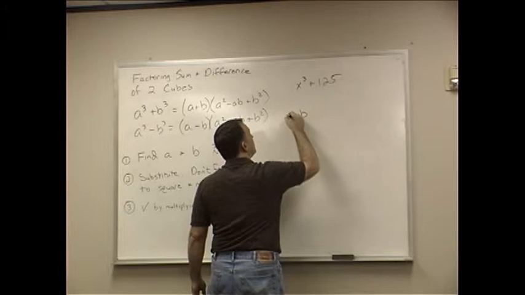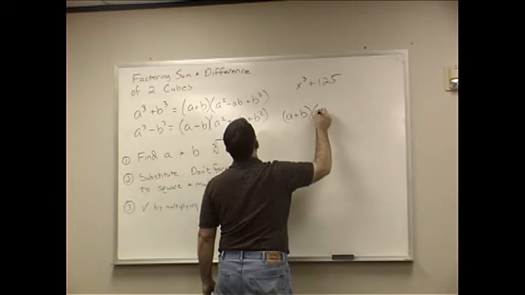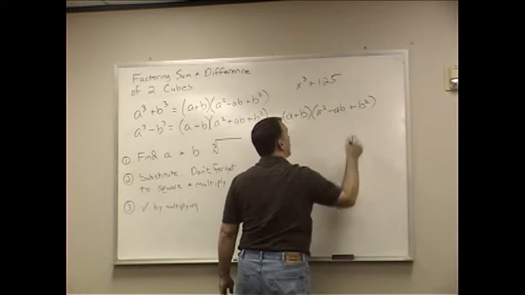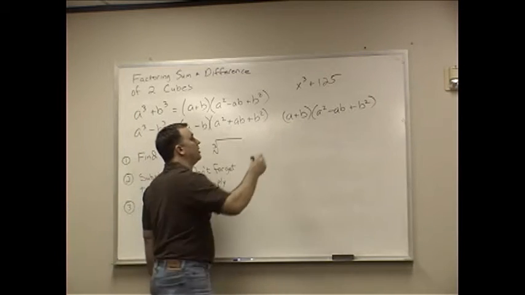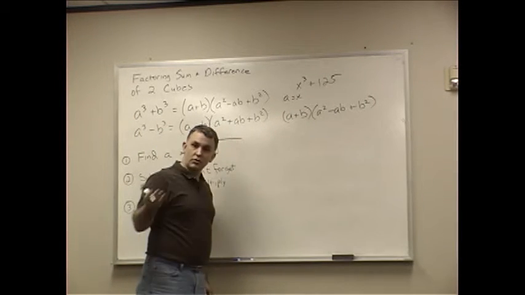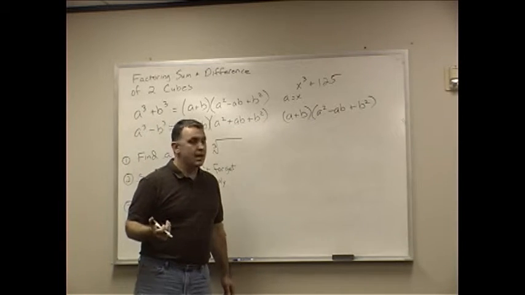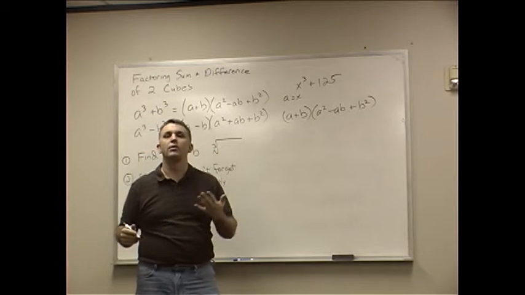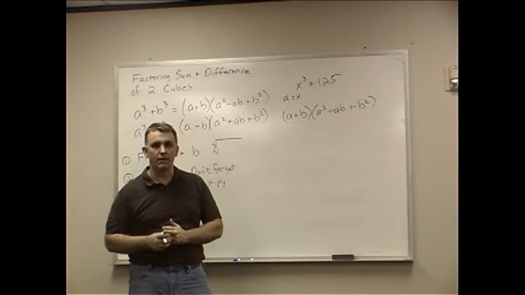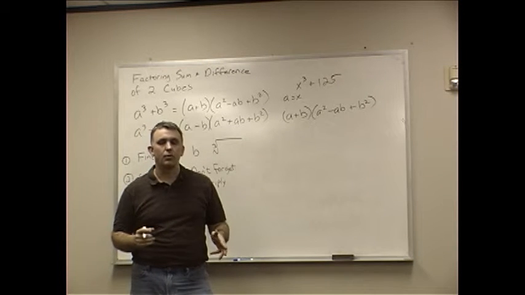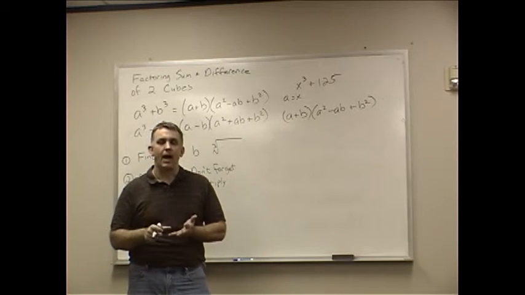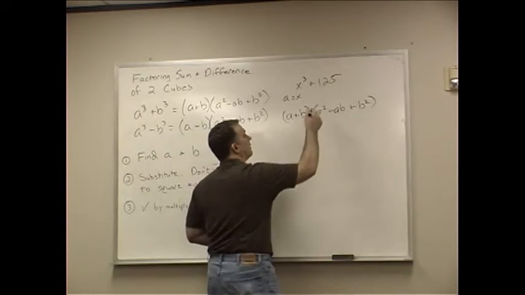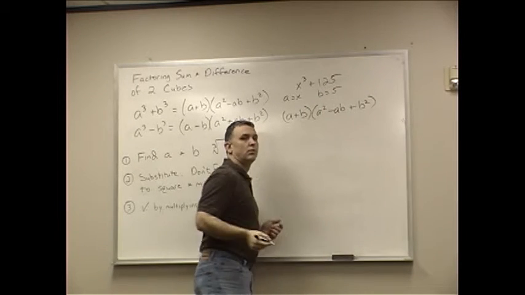So I've got a plus b, and then I've got a to the second minus ab plus b to the second. Now, a is going to be the same. A is going to be x, because it was just x to the third there. B is 125, so we have to find out what number times itself 3 times is 125. Well, if you start to go through it, hopefully you'll come up with 5. 5 times 5 times 5. 5 times 5 is 25, times 5 again is 125. So b is equal to 5.